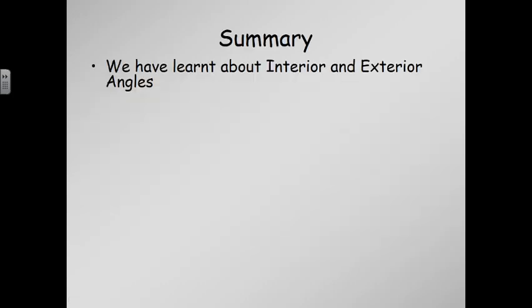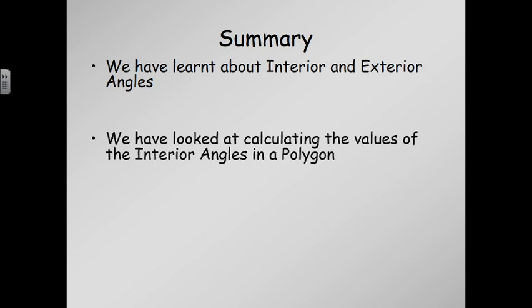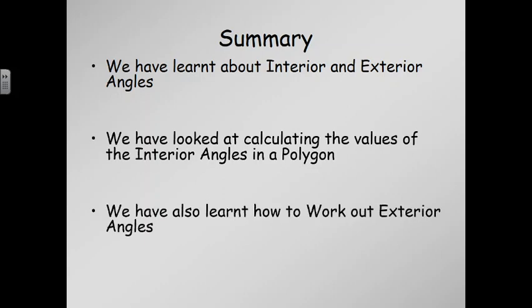Okay, so we've looked at interior and exterior angles. We've looked at calculating the values of interior angles in a polygon. We've also looked at how to work out exterior angles.